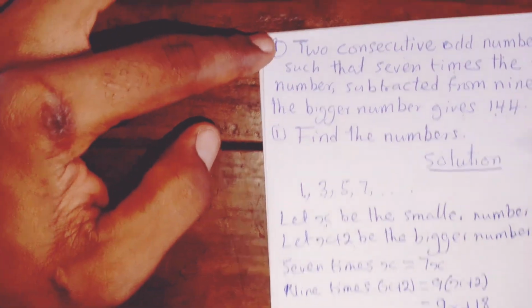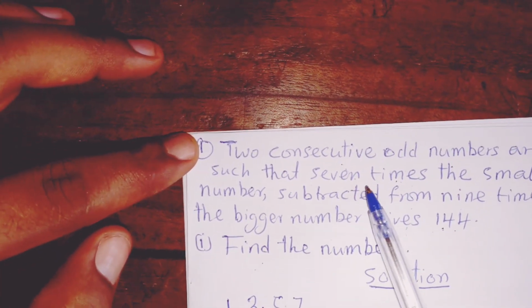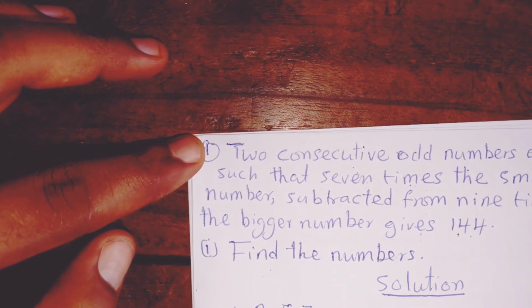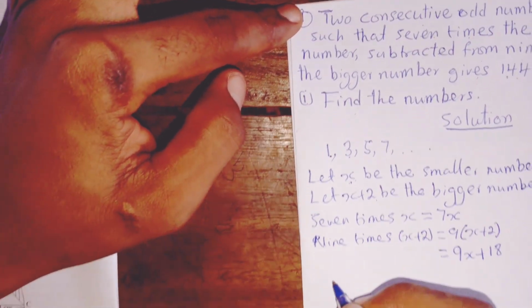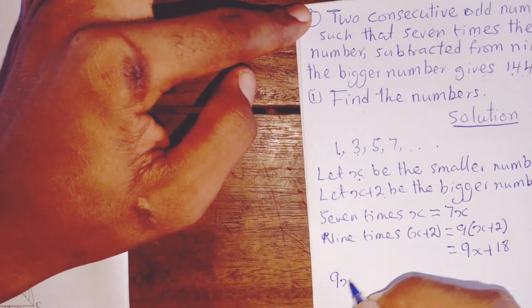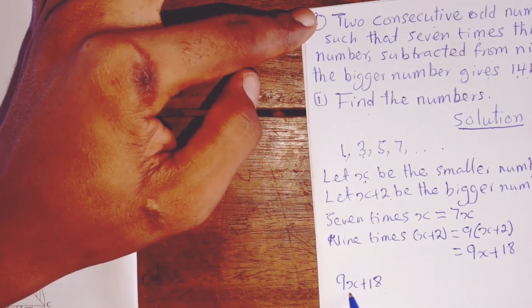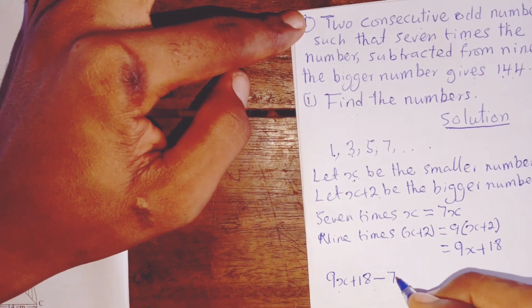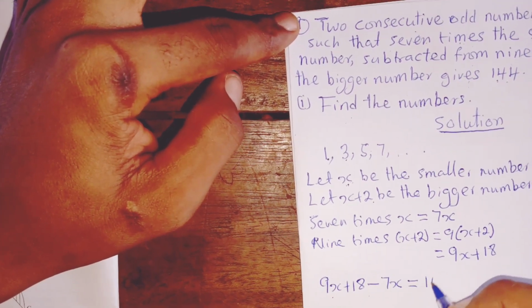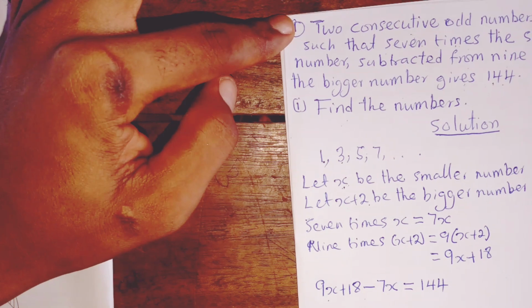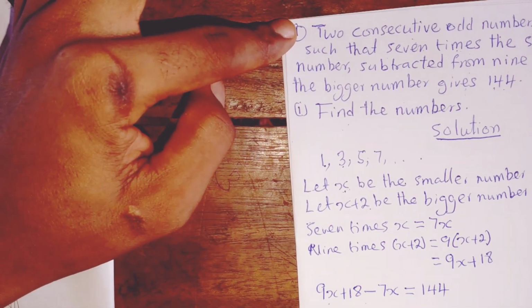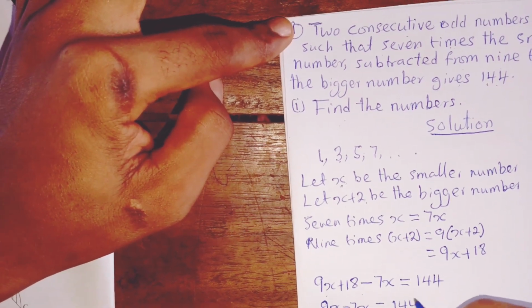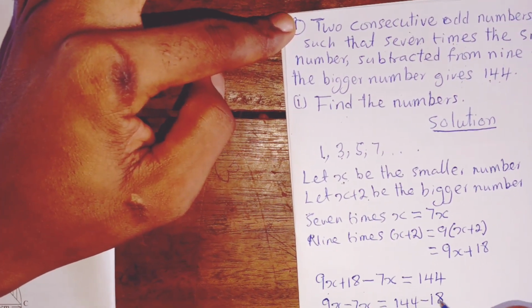Then from the question, we're given that when we subtract 7 times the smaller one from 9 times the bigger one, the answer will give you 144. So it means that 9x plus 18, that's 9 times the bigger number, minus the smaller one, which is 7x, must give us 144. So now let me group like items. I now have 9x minus 7x is equal to 144 minus 18.